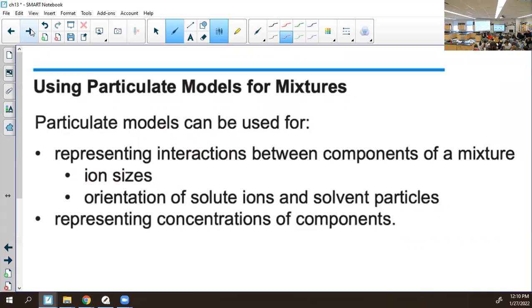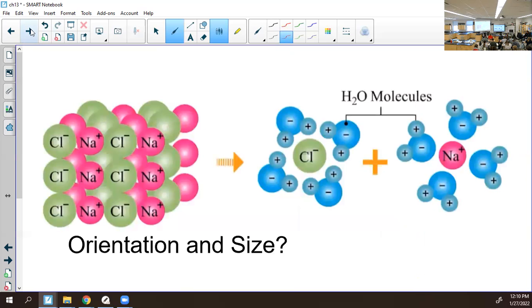Particulate models can be used for representing interaction between components of a mixture. So we've got ion sizes, and the orientation of solute ions and solvent particles. Those are the things you may need to draw. All right, and then representing concentration of components. Like I said, we already did this 2 days ago. We'll just kind of do it again. You okay with that?